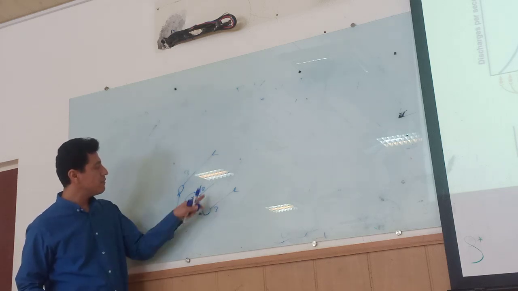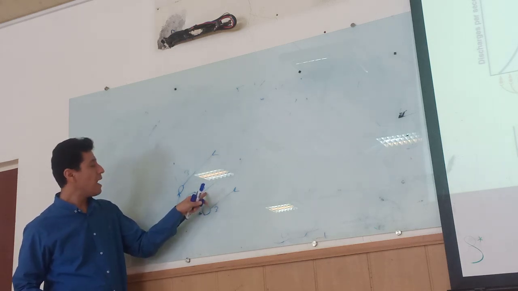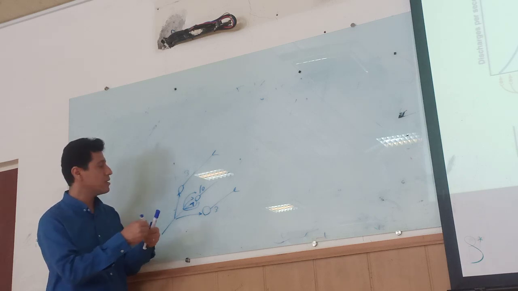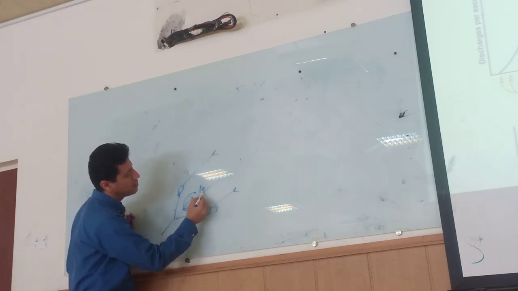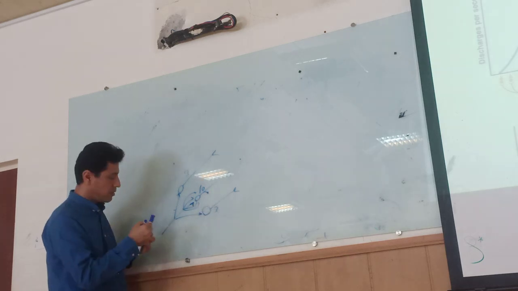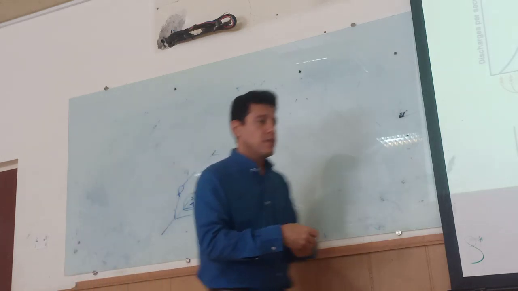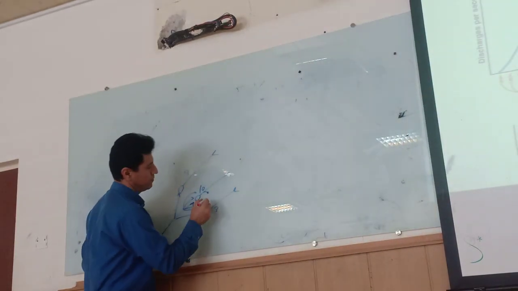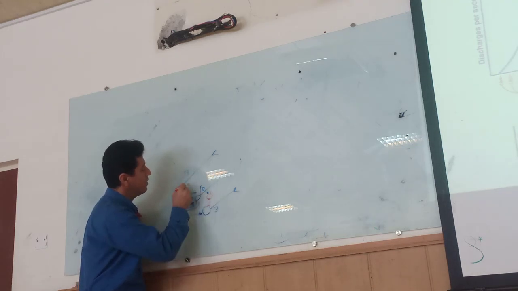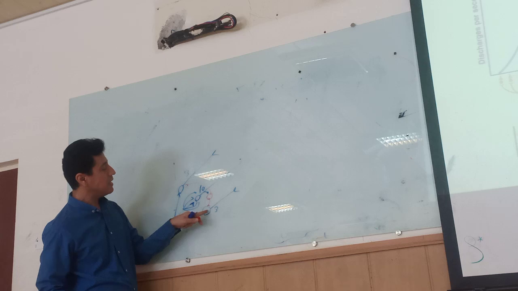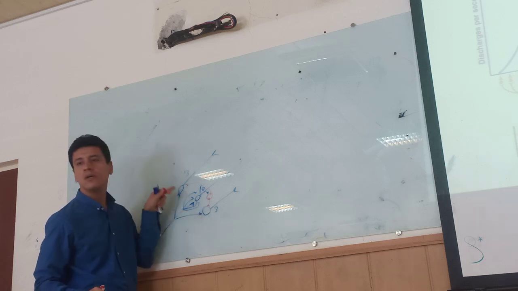Which one is most active? This one. What happens? Lateral inhibition. What does it mean? It has some branches, which activate some interneurons that go this way and this way and inhibit these 2 neurons.